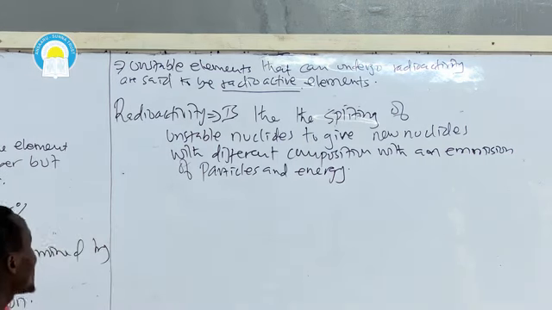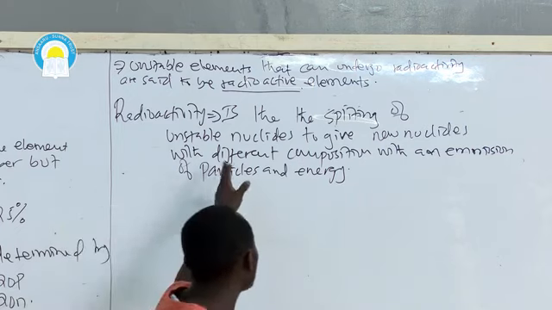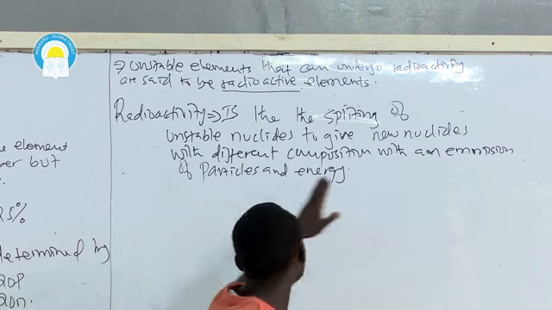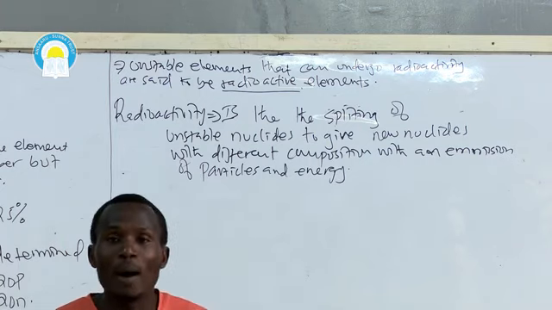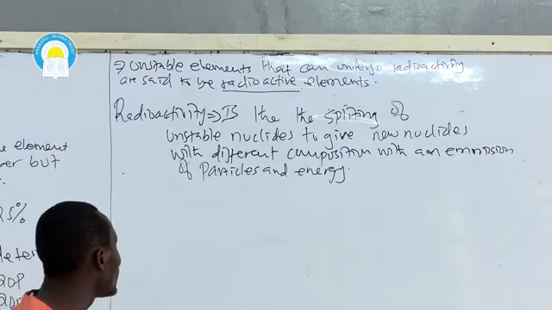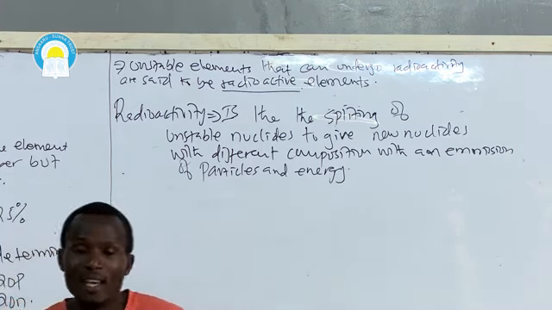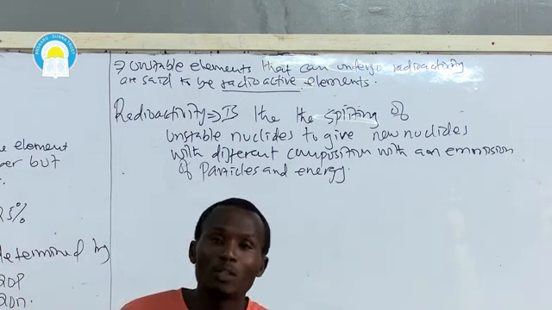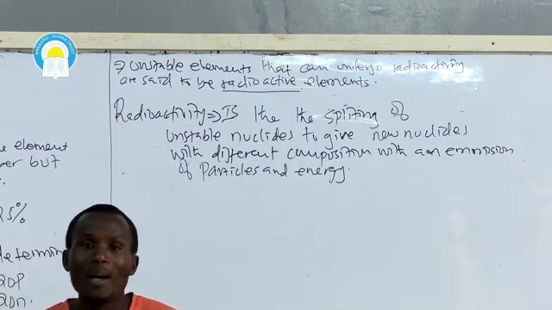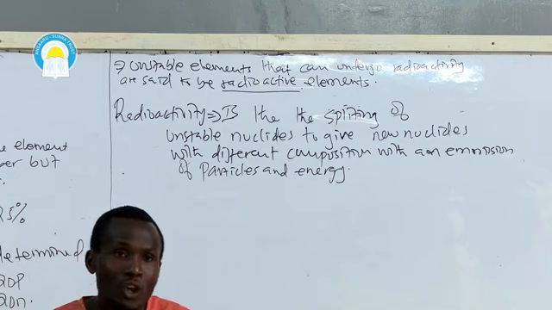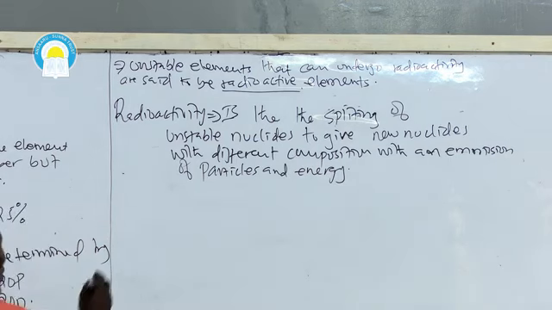So we say that radioactivity is the splitting of unstable nuclides to give new nuclides with different composition with an emission of particles and energy. So that's what we mean by radioactivity. Then we have radioactive isotopes. From the word isotopes, we have already said that isotopes are atoms of the same element with same atomic number but different mass number. So unstable isotopes are said to be radioactive isotopes.